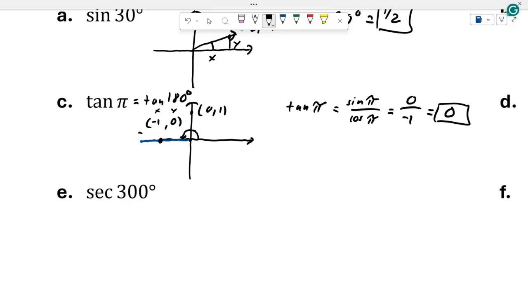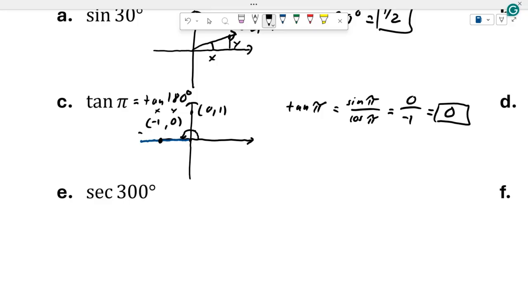Now, we did not get undefined this time. But if we had wanted the tangent of pi over 2, that is undefined because it would be 1 over 0. Likewise, if we wanted the cotangent of pi, that would be cosine over sine, and then cosine would be -1, sine would be 0, so you get -1 over 0, which would also be undefined. So just recognize that it is possible to get an undefined value for tangent, cotangent, secant, or cosecant.